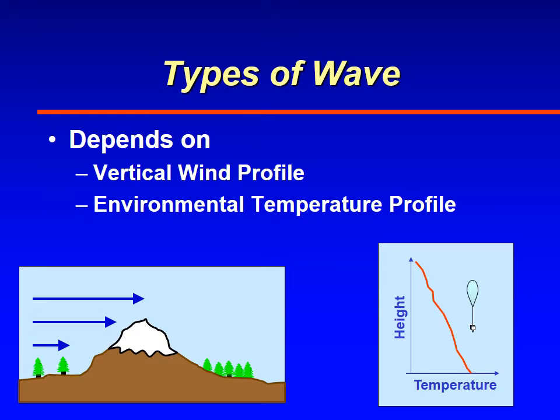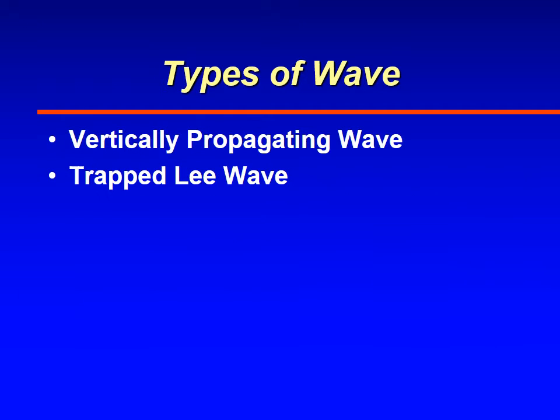The type of wave that develops depends upon a number of factors. It depends upon the environmental temperature profile, in other words, is the atmosphere stable or not stable? And also it depends upon how the wind changes with height, or the vertical wind profile. And also other factors such as the size of the mountain and how it drops off downwind on the lee side of the mountain. So there are two types of waves that can develop.